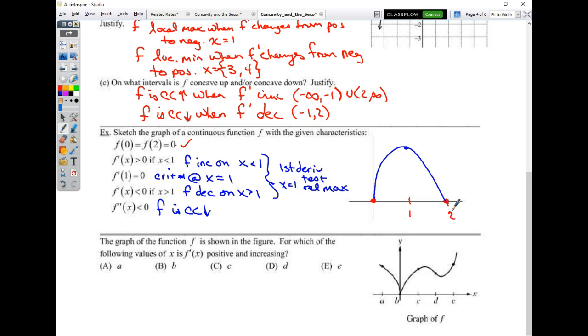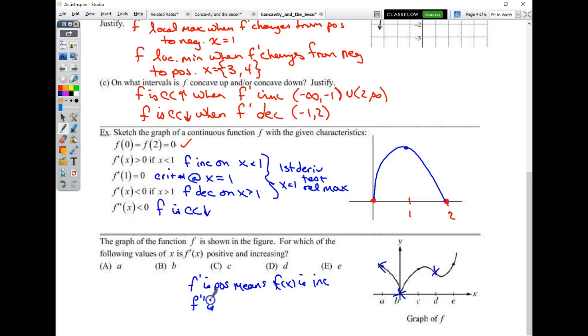All right, so for which of the following values of x is f prime positive and increasing? So this is my graph of f. F prime is positive means f is increasing. So what letters can I omit? I can omit A. I can omit B. I cannot omit C, and I can omit D. So the answer better be C or E.